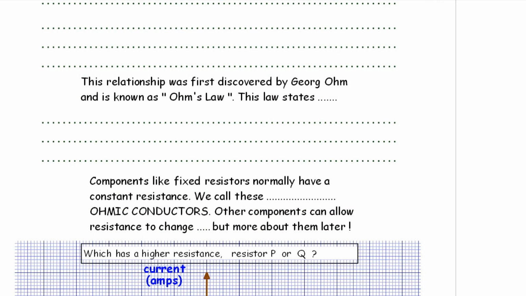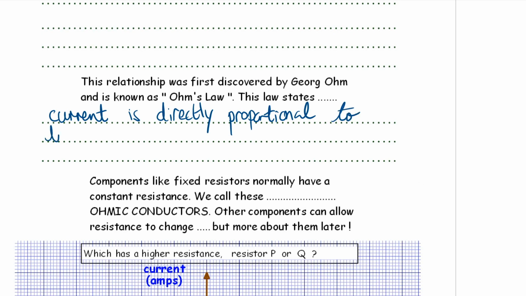Ohm's law, discovered by George Ohm, states the current is directly proportional to the voltage applied. I'll write that down. This is a definition you don't need to remember for the exam, but I'll write it down anyway. Current is directly proportional, not inversely proportional. Directly means, of course, that if one variable goes up or increases, so does the other. Current is directly proportional to the voltage applied.